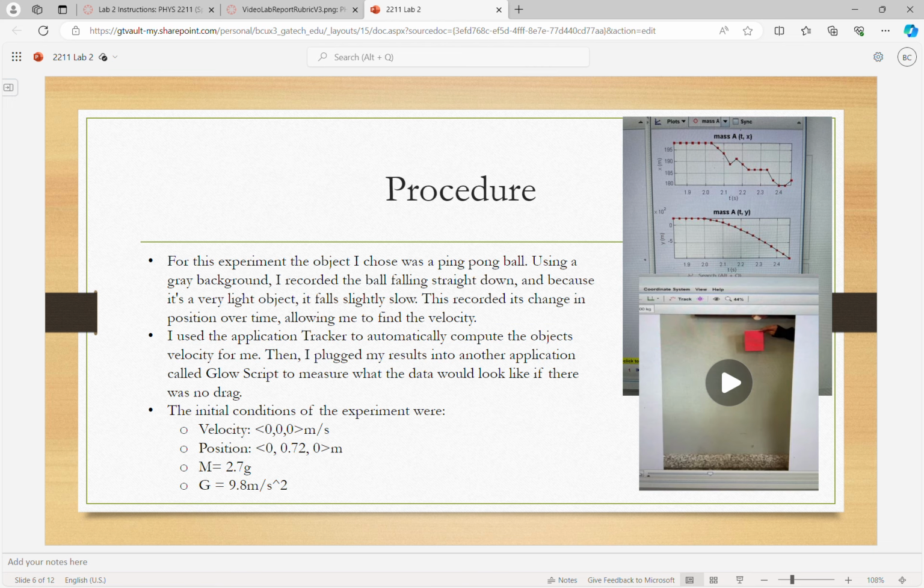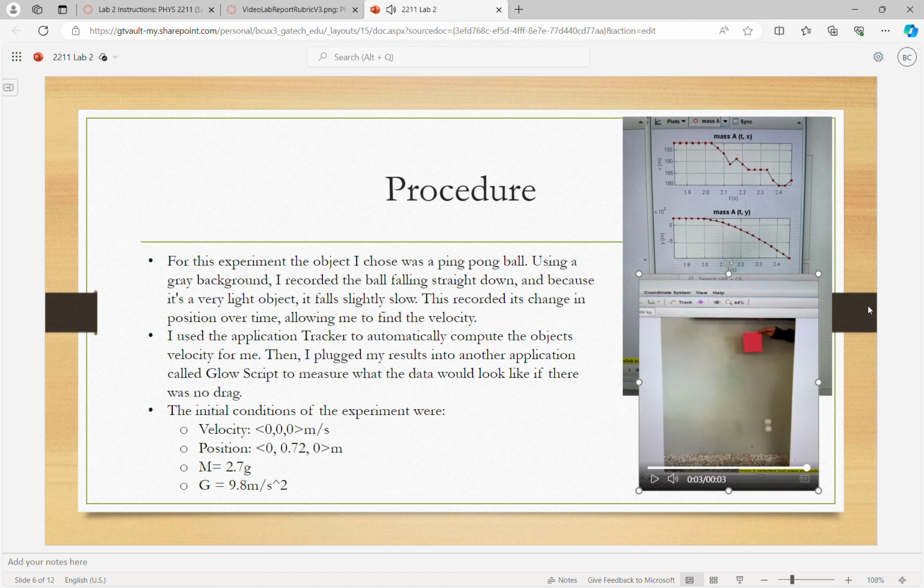Procedure. Here's the video of me dropping the ping pong ball. And above it are some of the graphs we got through Tracker. For this experiment, the object I chose was a ping pong ball. Using a gray background, I recorded the ball falling straight down, and because it's a light object, it falls slightly slowly. This recorded its change in position over time, allowing me to find the velocity.